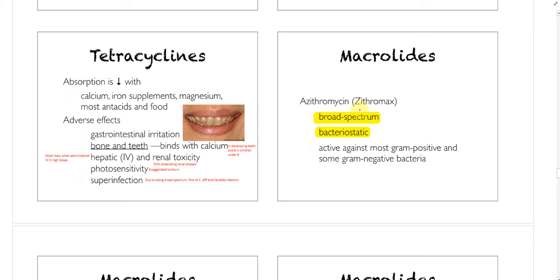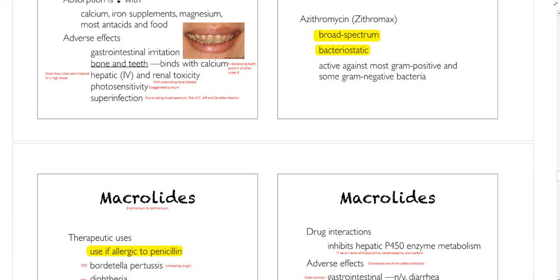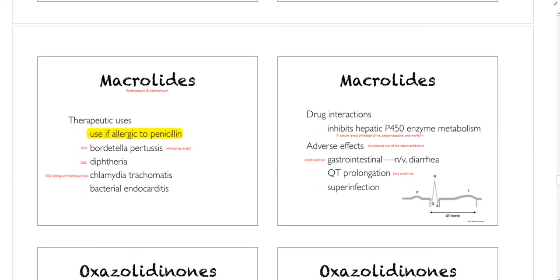Macrolide, azithromycin, or Zithromax, is going to be a broad spectrum antibiotic that's bacteriostatic. And it's good against most gram-positive, some gram-negatives. Also has erythromycin as well. We're going to be using this if perhaps there's an allergy to penicillin. It's a drug of choice, though, for whooping cough or Bordetella pertussis, diphtheria, chlamydia, but we're going to be giving this in addition to a tetracycline.